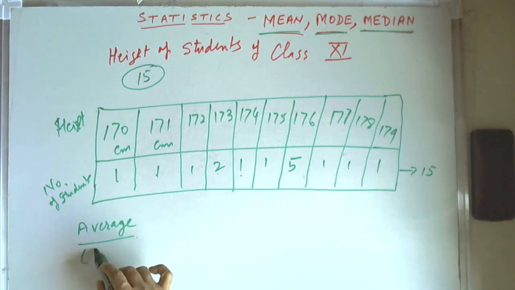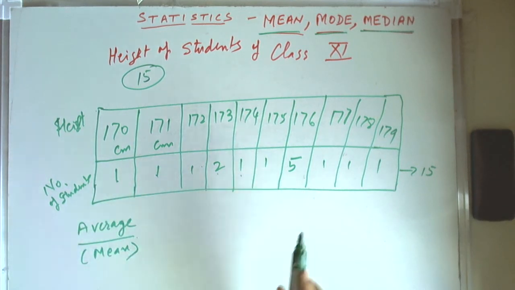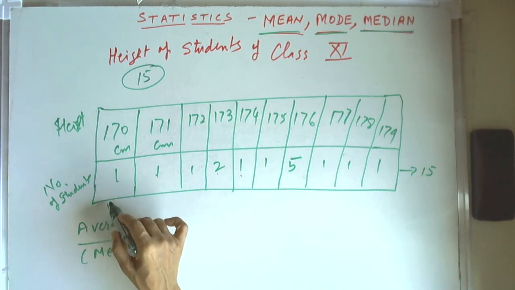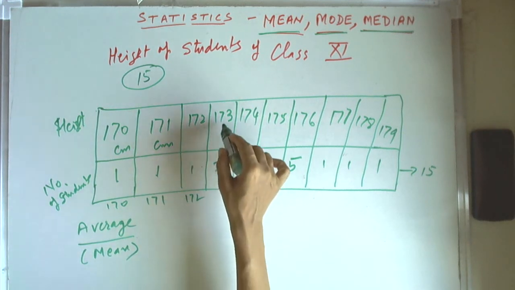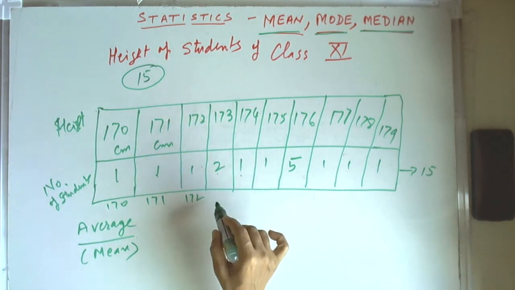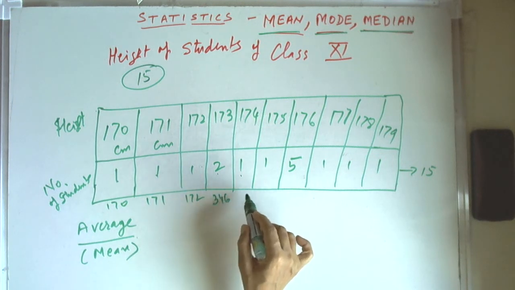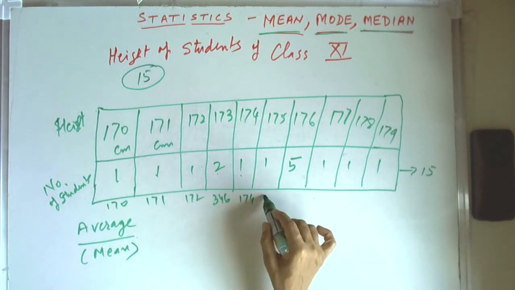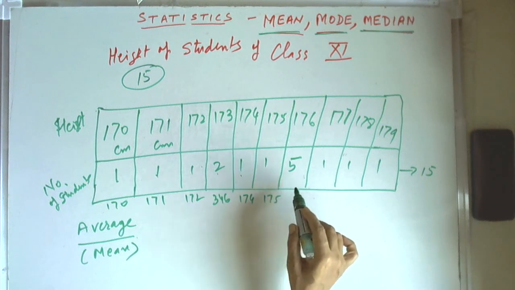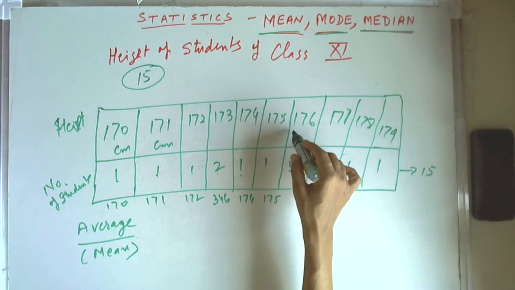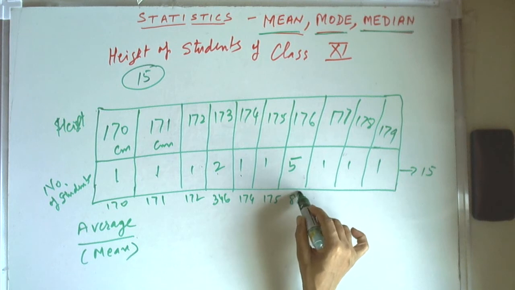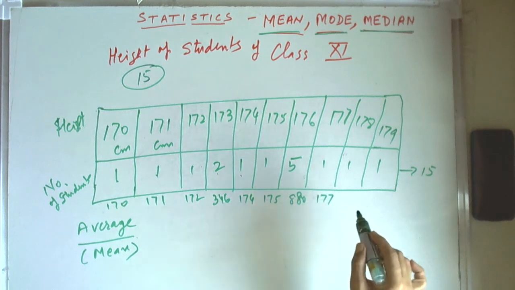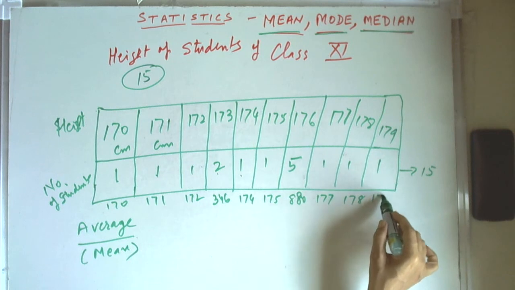Or the mean. Average is also called mean. And for finding the mean, we have to add up height of all the students. So this is 170, this is 171, this is 172, and here there are two students. So then the total height of the two students is 346. Here again there is 1, here again there is 1, and in this case there are 5, and the total height of 5 will be 176 multiplied by 5. So this will become 880, and this is 177, 178, and 179.